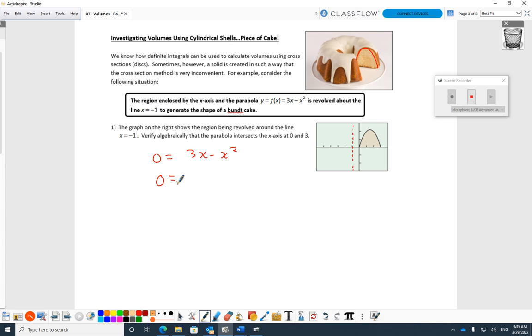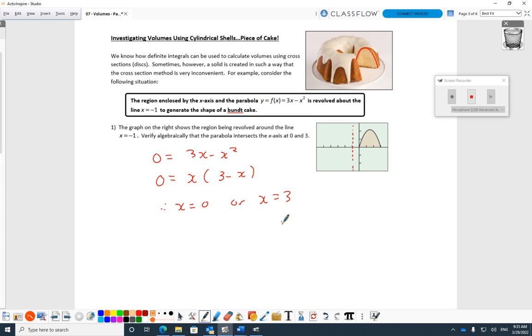I've been hammering the advanced functions people with this yesterday. What kind of factoring? Just common factor. Common factoring is really important. Therefore, x equals 0 or x equals 3. Verify that the parabola intersects the x-axis at 0 and 3. Yes, I did that. We're off to a great start. I found the limits of integration, at least, in this very tough question coming up.